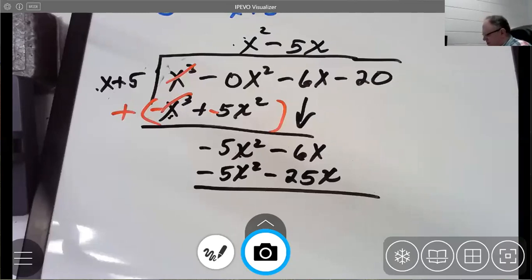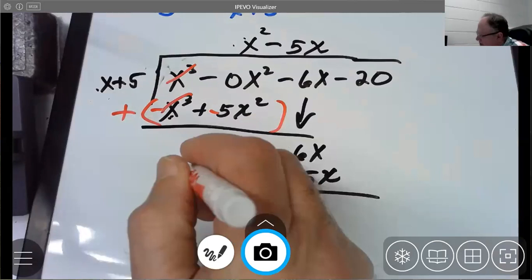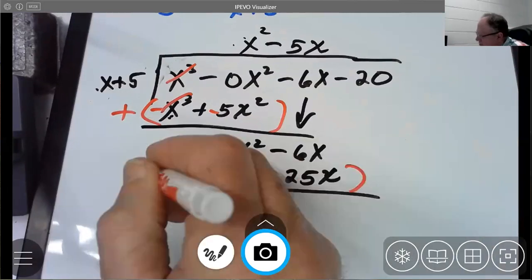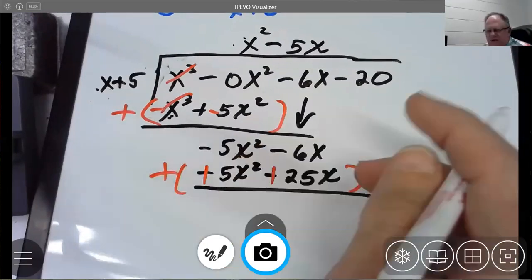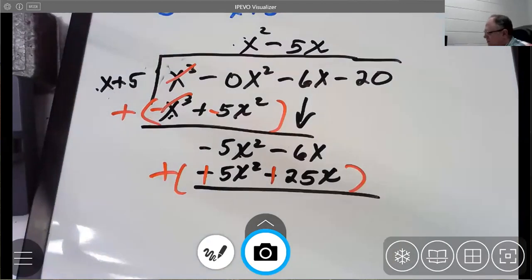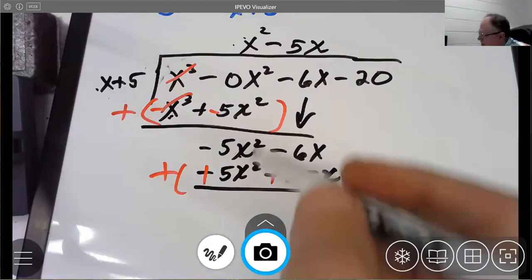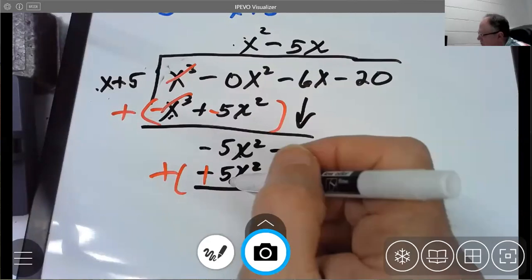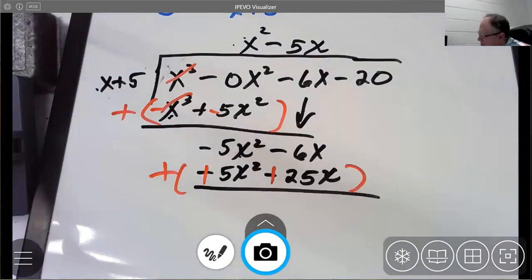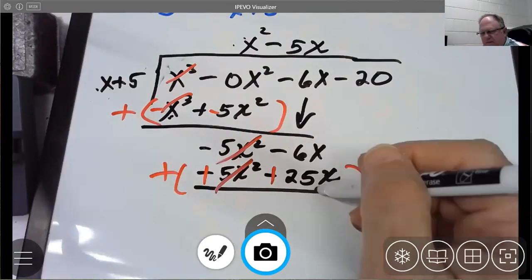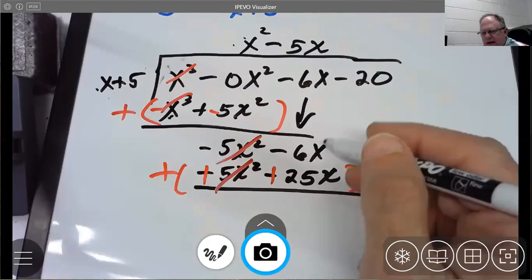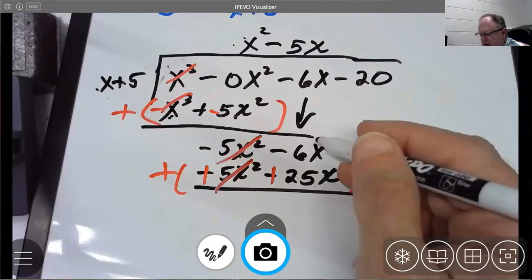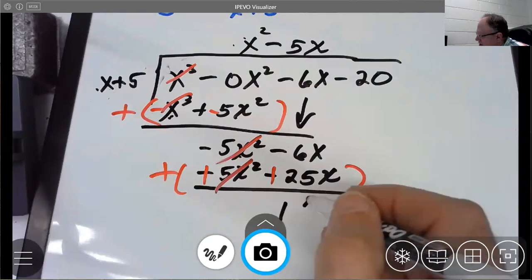Okay, but we've got to change the signs. So we're subtracting again, right? So we distribute that negative, and so we change the signs of that bottom row. And now we've got a negative 5x squared and a positive 5x squared. The x squareds go to 0, they cancel out. And here we got a negative 6x squared and a positive 25x squared. So we're going to subtract here, right? And we get a 19x.